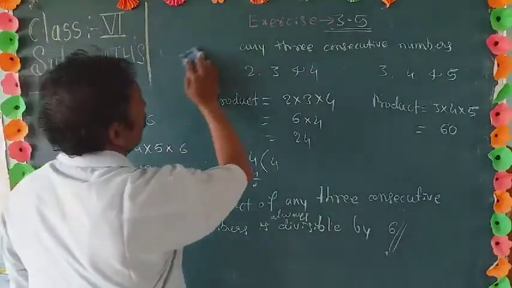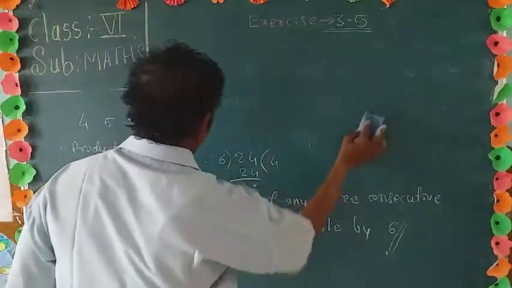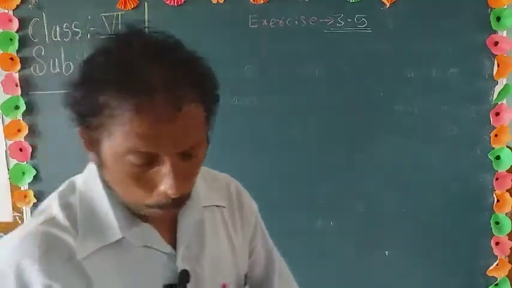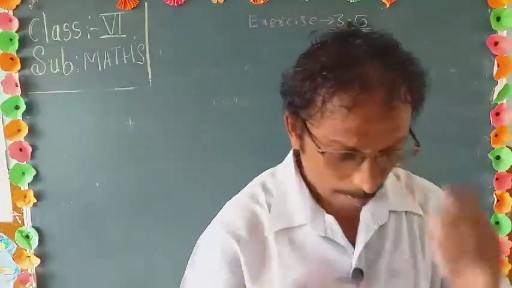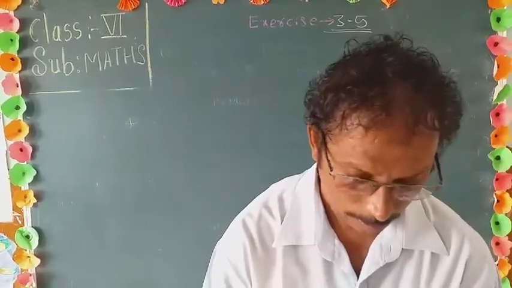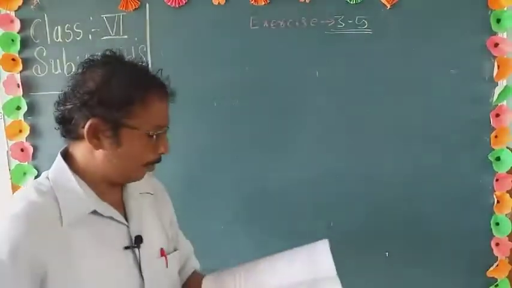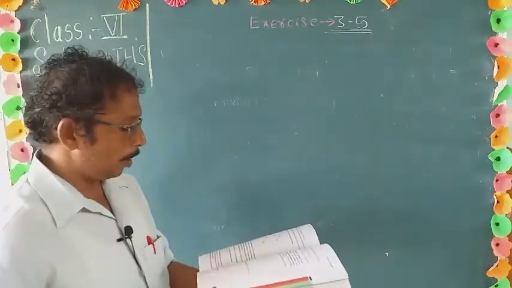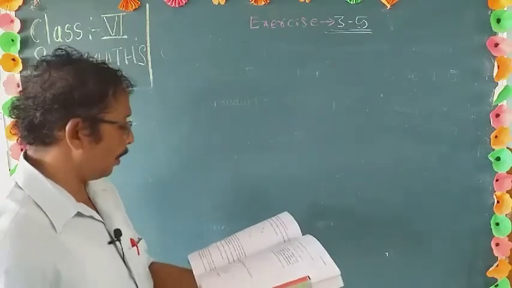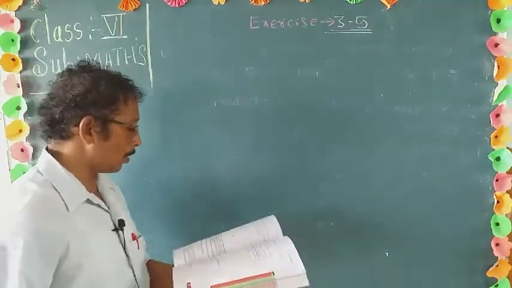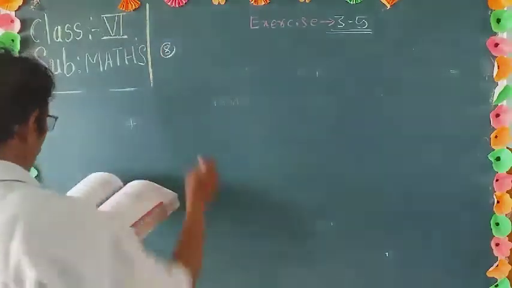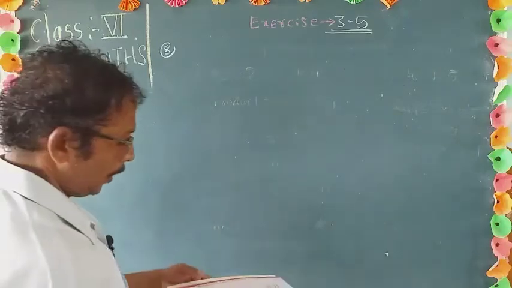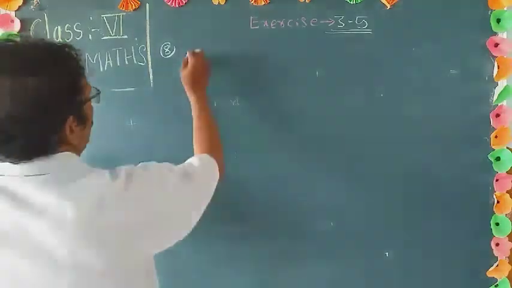Next, question number 8. The sum of two consecutive odd numbers is divisible by 4. Verify this statement with the help of some examples. Question number 8. The sum of two consecutive odd numbers. Let us take any two consecutive odd numbers.